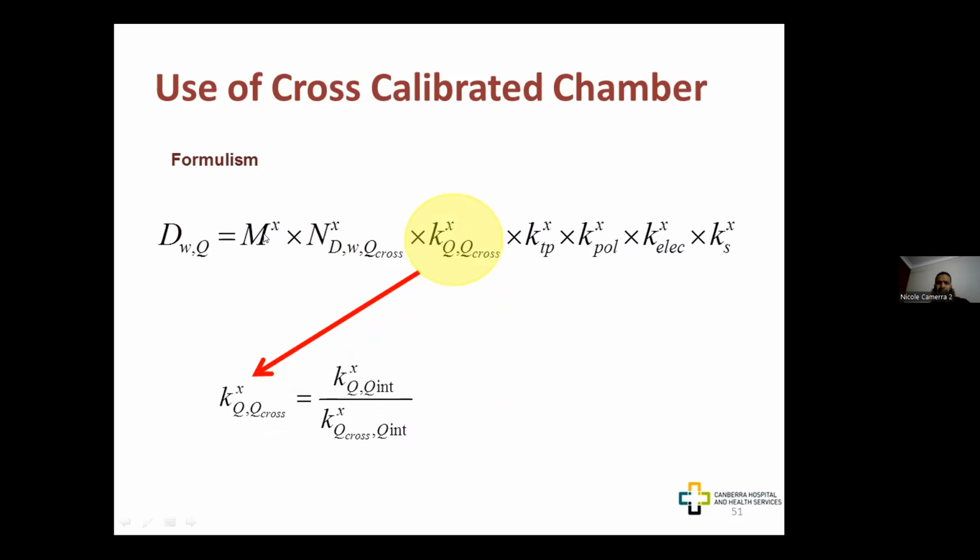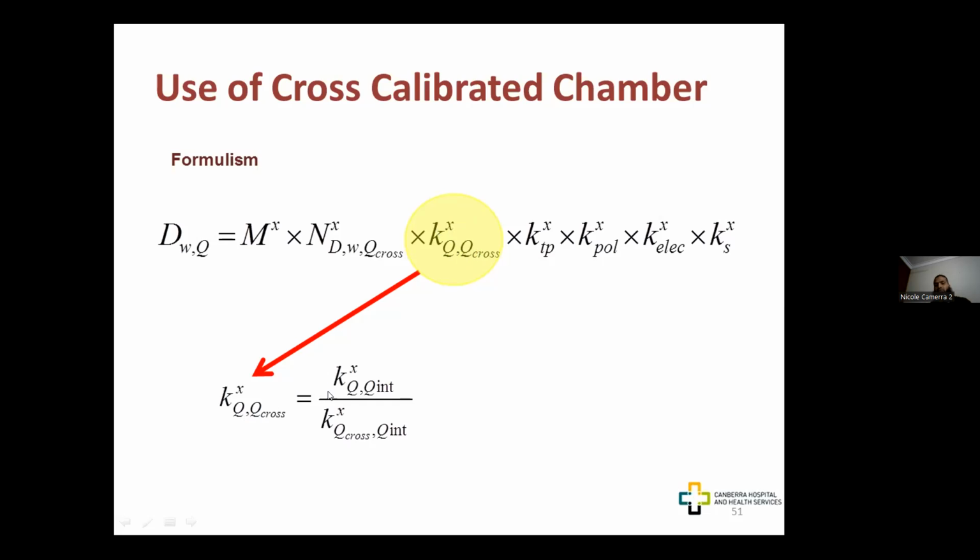This first bit is your measurement with the electrometer at the reference depth. The NDWQ cross is the calibration of your chamber, where you have cross calibrated your plane parallel plate with the Farmer, and this is KQQ cross. This is what you are measuring, because this is the energy. For example, your chamber is cross calibrated at 20 MeV, but this energy is maybe say 9 MeV. So how do you convert back this KQQ cross?